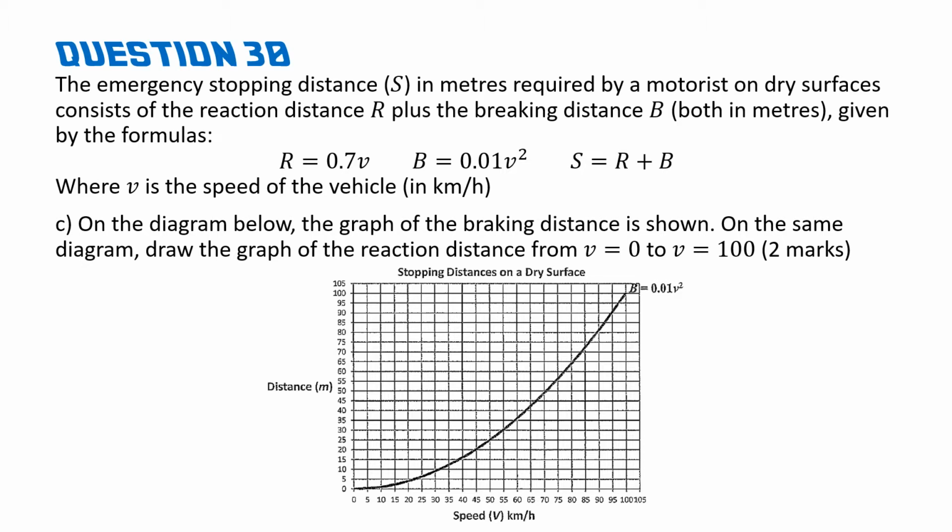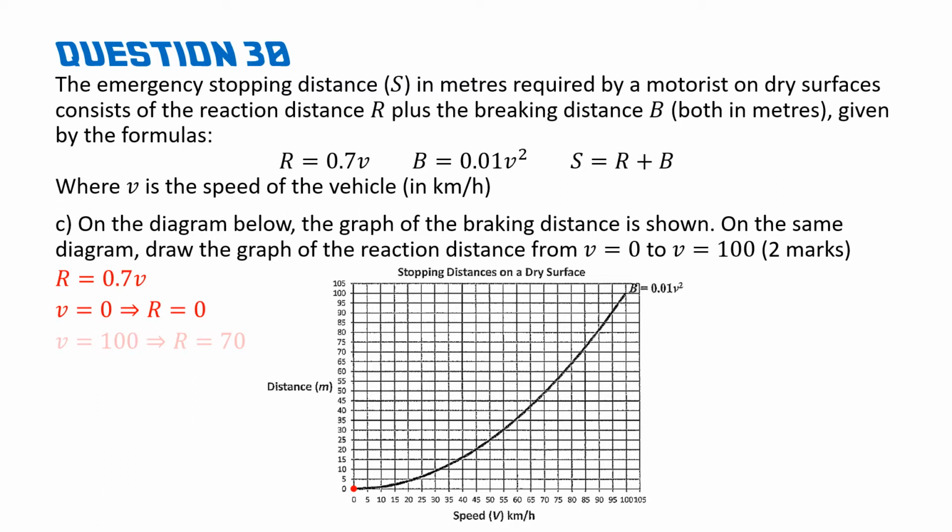Part C now says, on this diagram, we have the graph of the braking distance. And what it wants us to do is draw the graph of the reaction distance from a zero velocity up to a velocity of 100 kilometers per hour. So what we need to do then is pick two particular points. The thing we are graphing is reaction distance, so that's our R equals 0.7 times V. The two points it wants us to graph to and from are 0 and 100. So let's plug those values in. Let's start with V equal to 0. 0.7 times 0 is 0, so that gives us the point 0, 0. There it is down there.